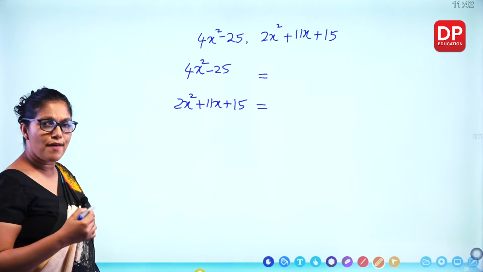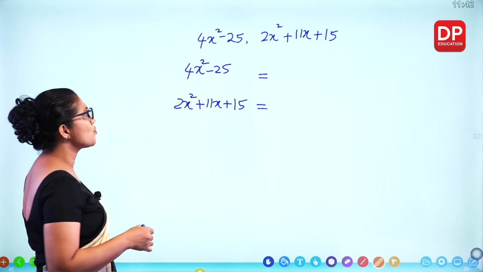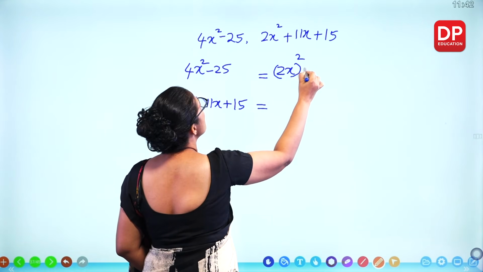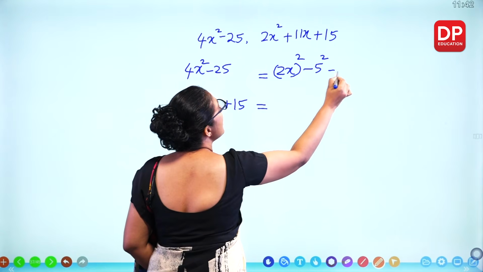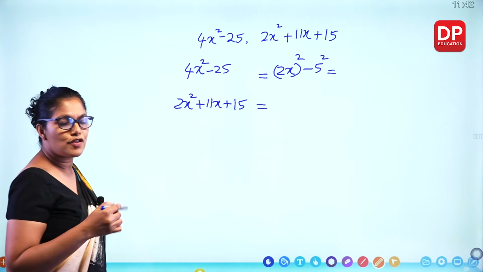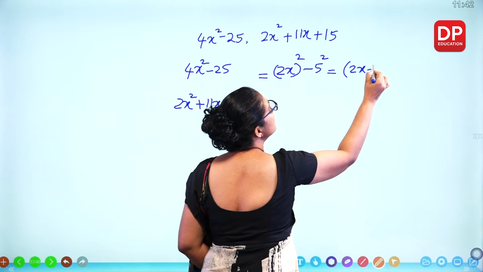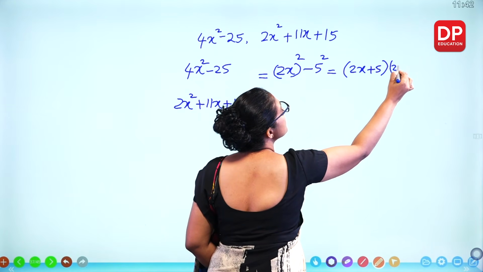So how can we factorize 4x squared minus 25? I can rewrite it as (2x) whole thing squared and 5 squared and consider the difference between two squared terms. So here one is positive, one is negative.